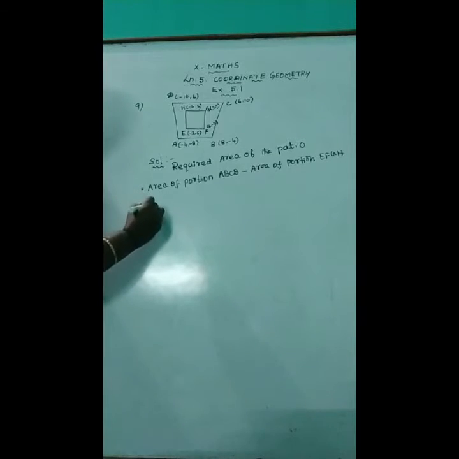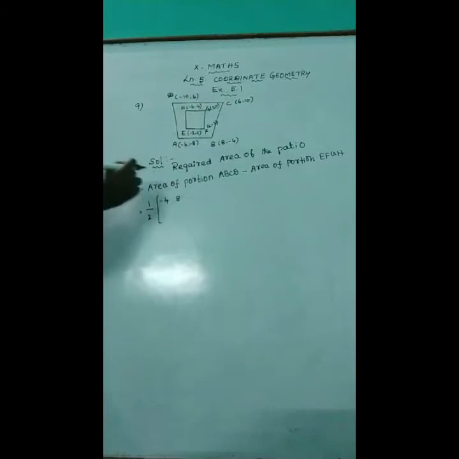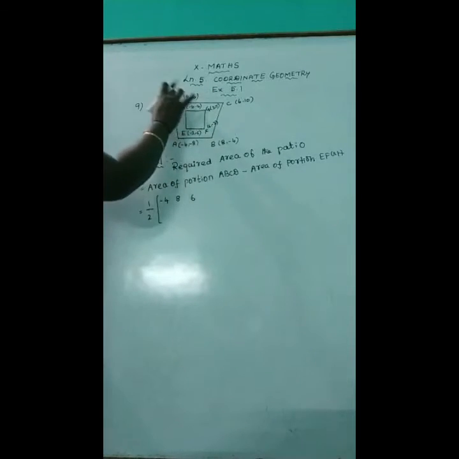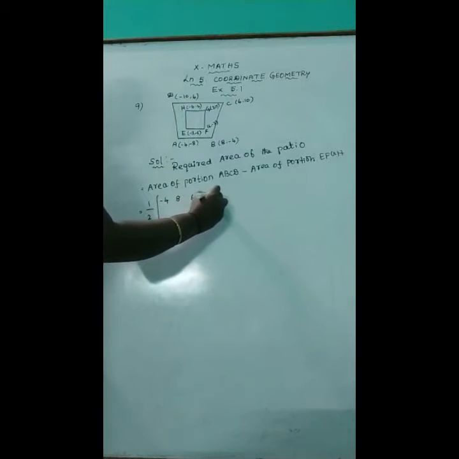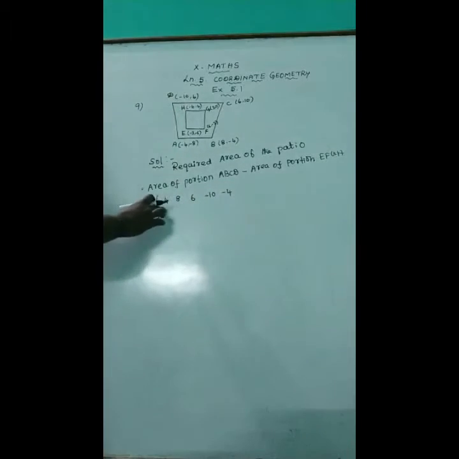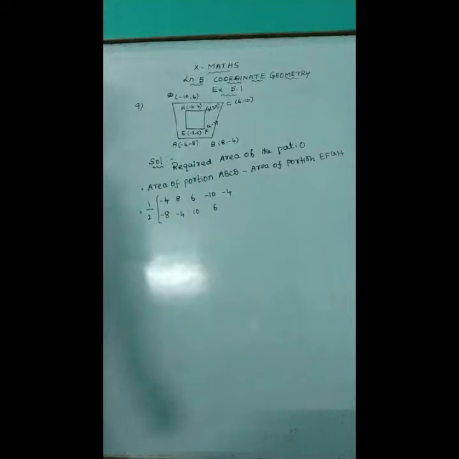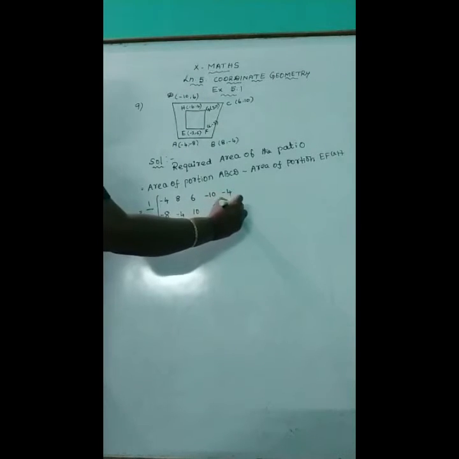So 1 by 2 into, writing in the form: x1 is -4, x2 is 8, x3 is 6, and x4 is -10, again -4. Then we write the y values: y1 is -8, y2 is -4, y3 is 10, y4 is 6, then again y1 is -8. This is the area of portion ABCD.